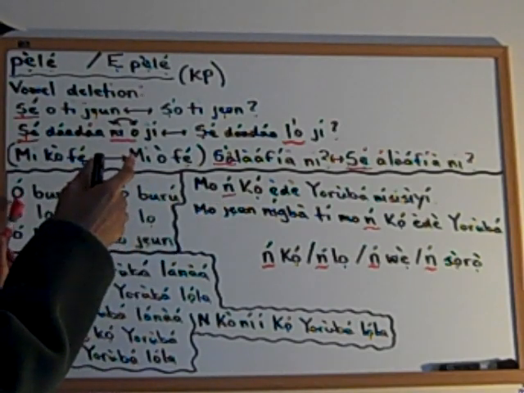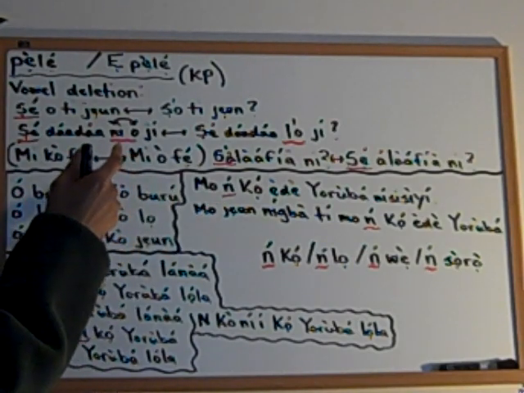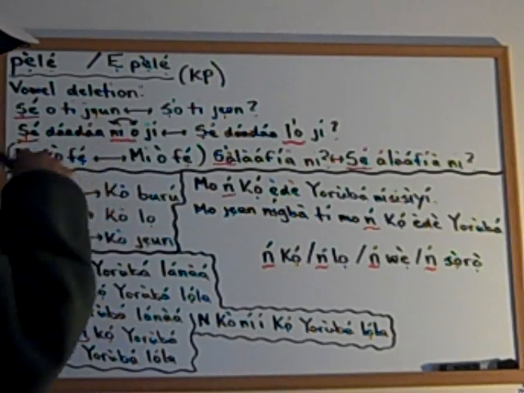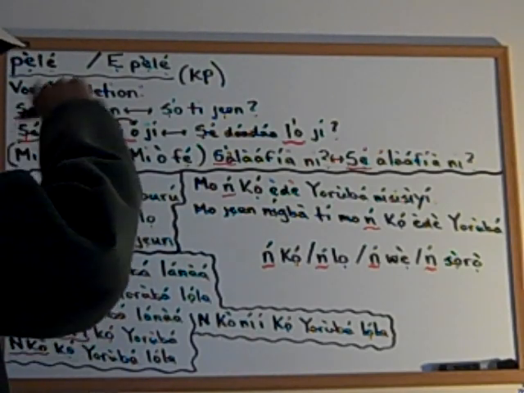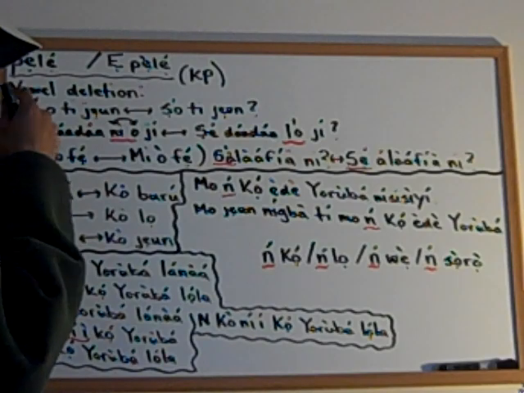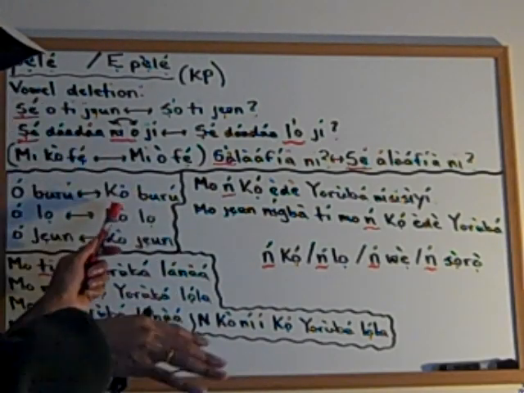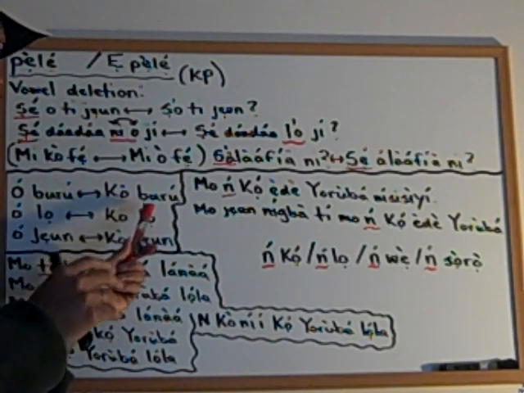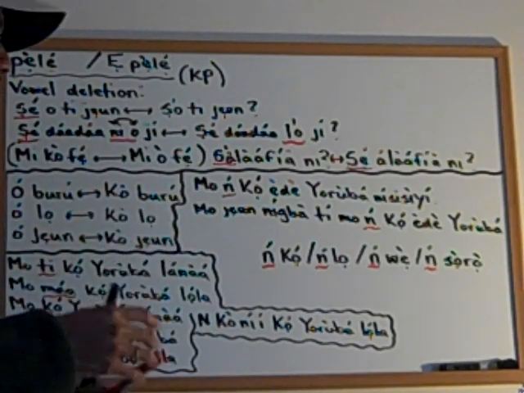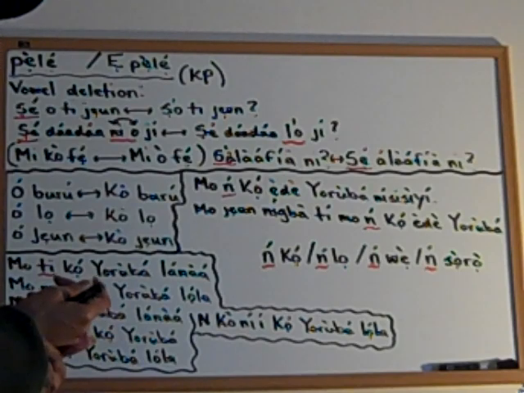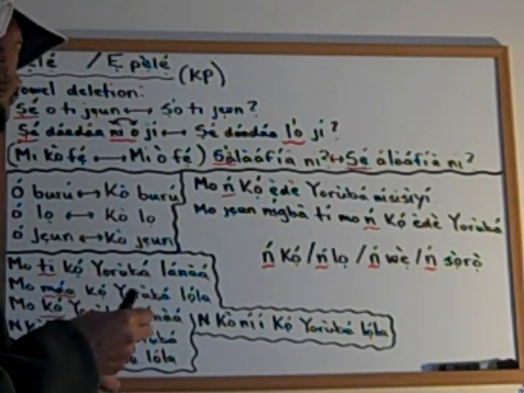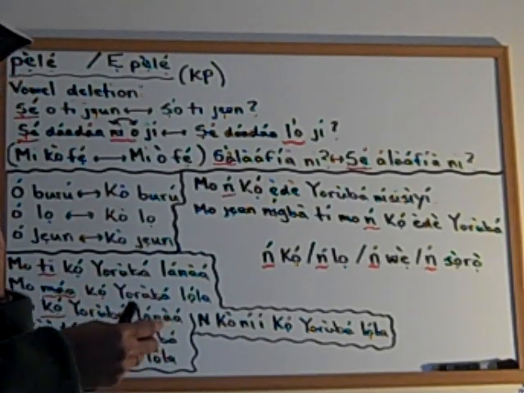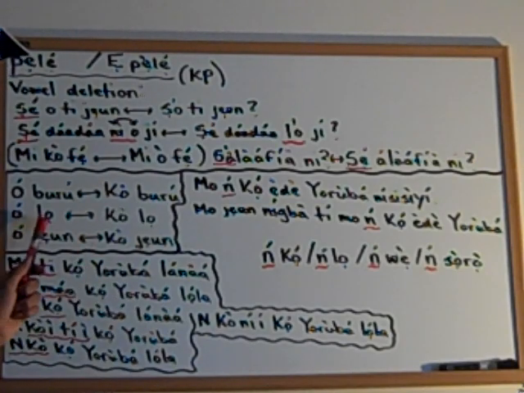Then this O, you drop this off and you add K-O, and the tone changes. Okay, it becomes the falling tone here. So o buru becomes ko buru. It's like it's not good, or it can mean it's not a problem or something like that, depending on the context.